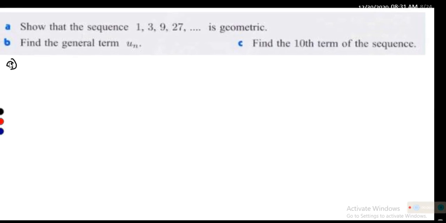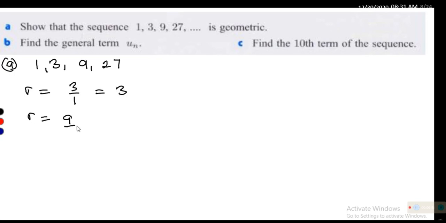For A, we have the sequence 1, 3, 9, 27. We can find the common ratio. Common ratio R is 3/1, which is 3. And of course the ratio is also equal to 9/3, which is 3. So therefore the common ratio is 3.